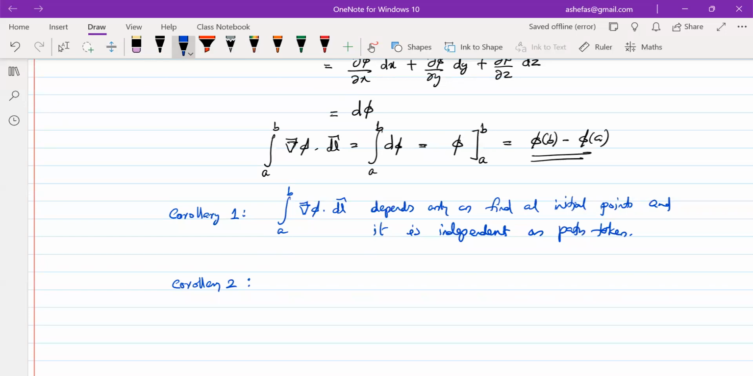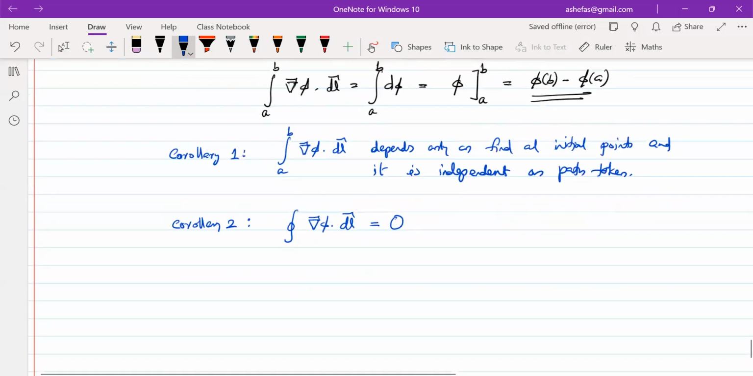And there is a corollary 2 as well. If the line integral is independent of path, then what would be the closed integration, or the line integral over a closed path? The line integral over a closed path would be 0. So that is corollary 2: the closed integral of del phi dot dl is always 0. Okay, so we have already seen this kind of integration. The line integral is independent of path, and we have used one particular name for such a vector field. Do you remember that? Yes, that is what is called a conservative vector field.